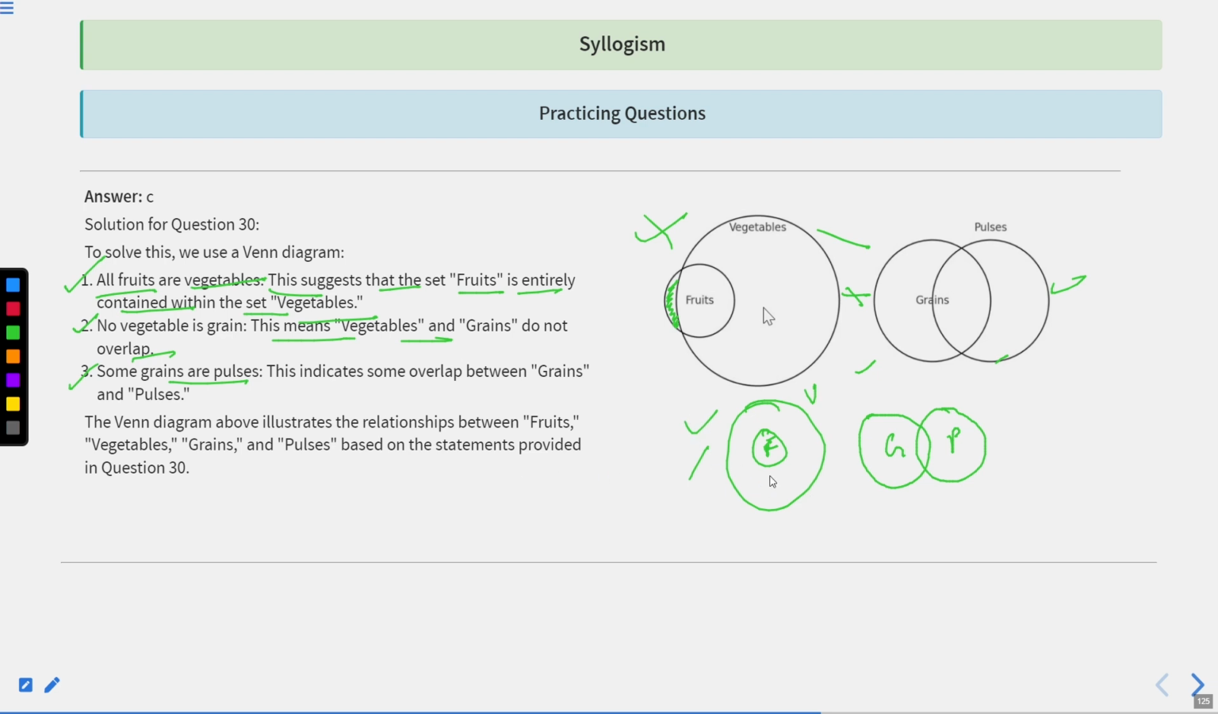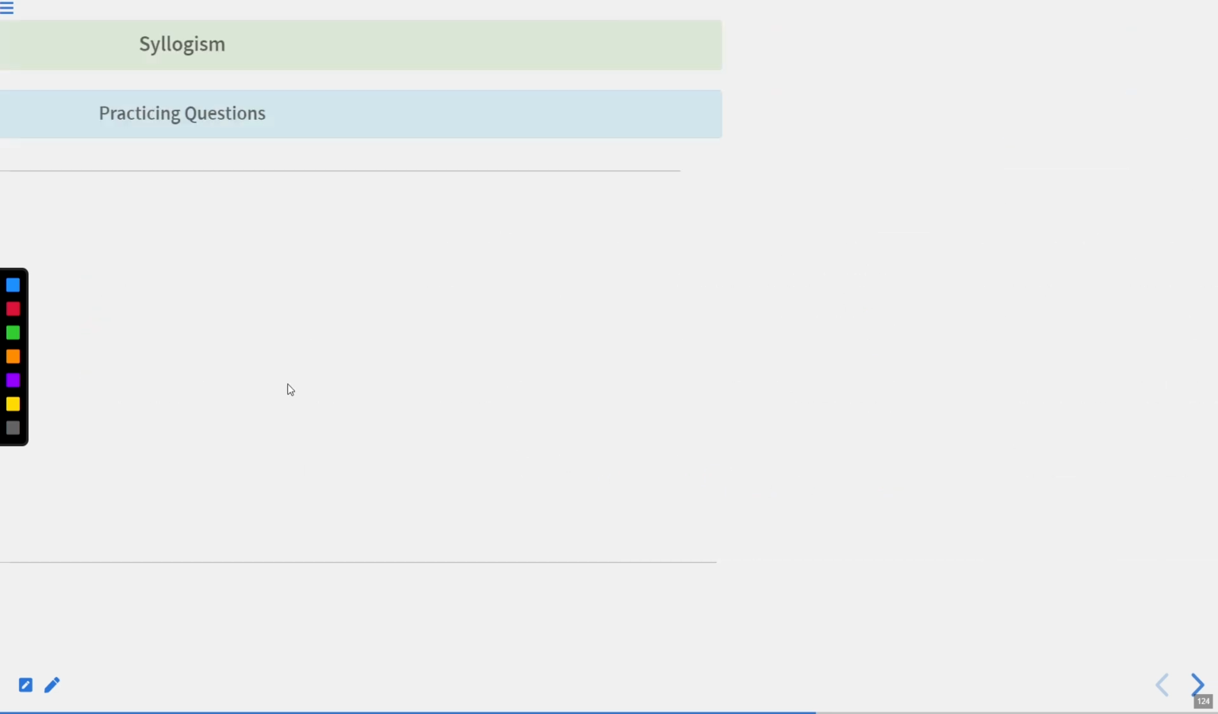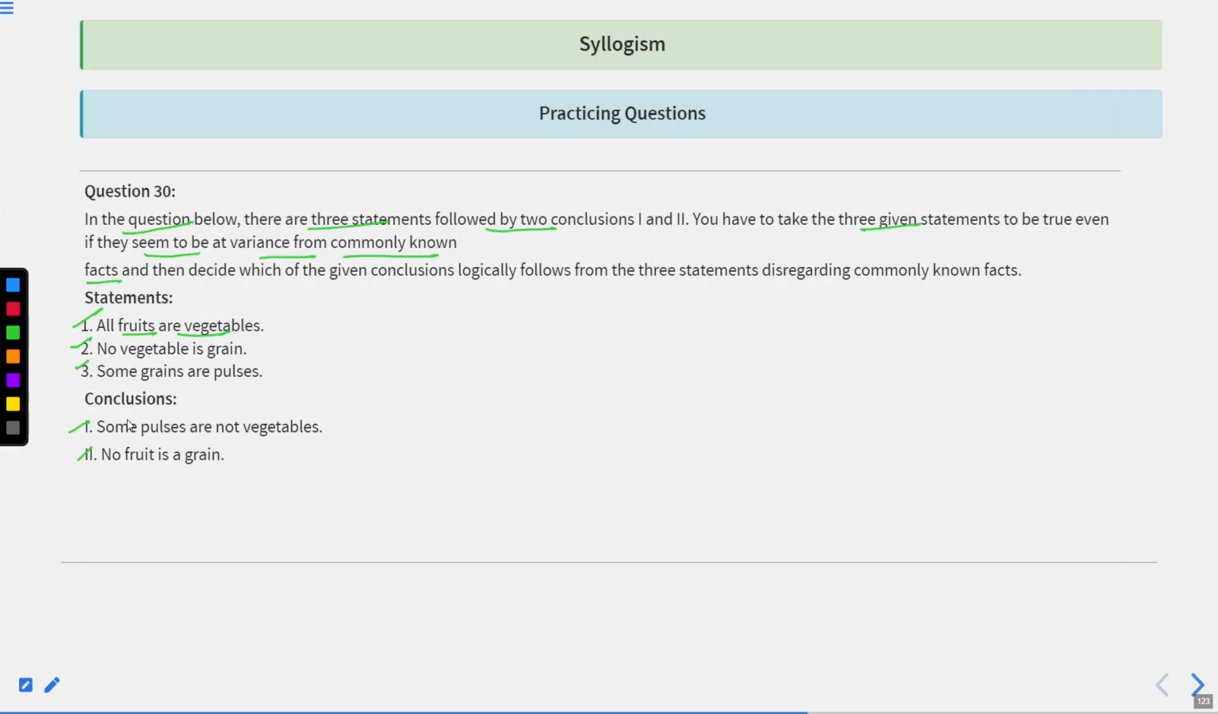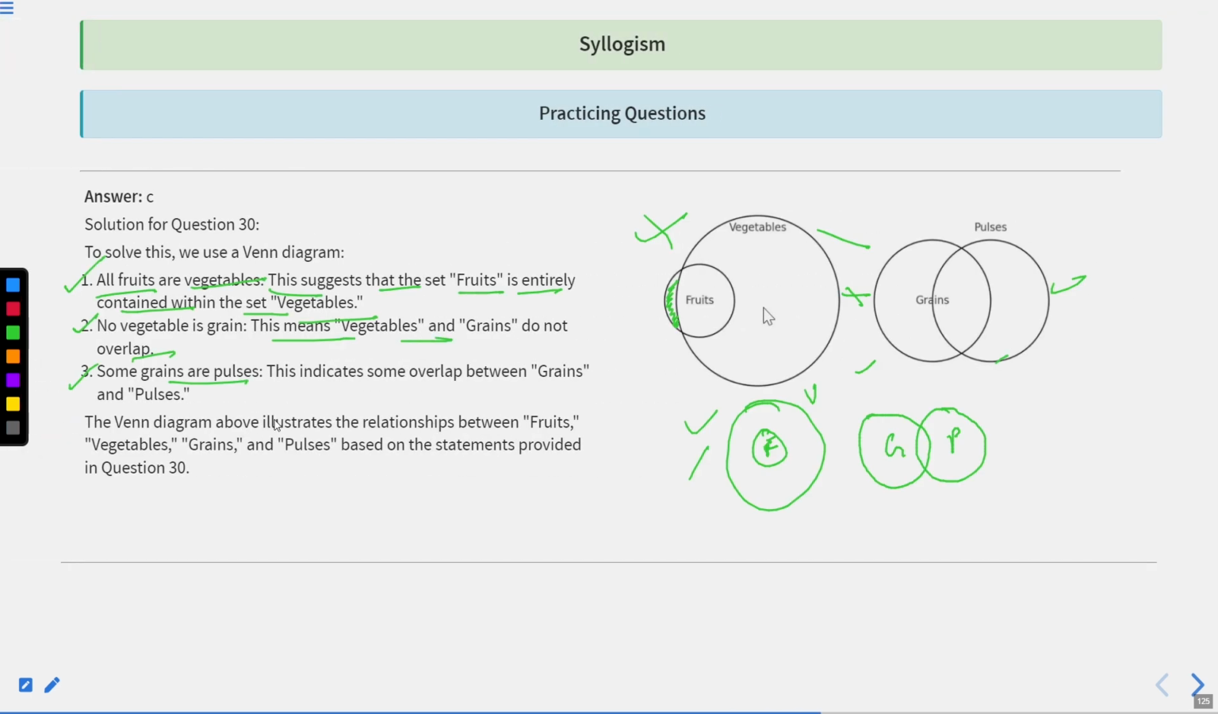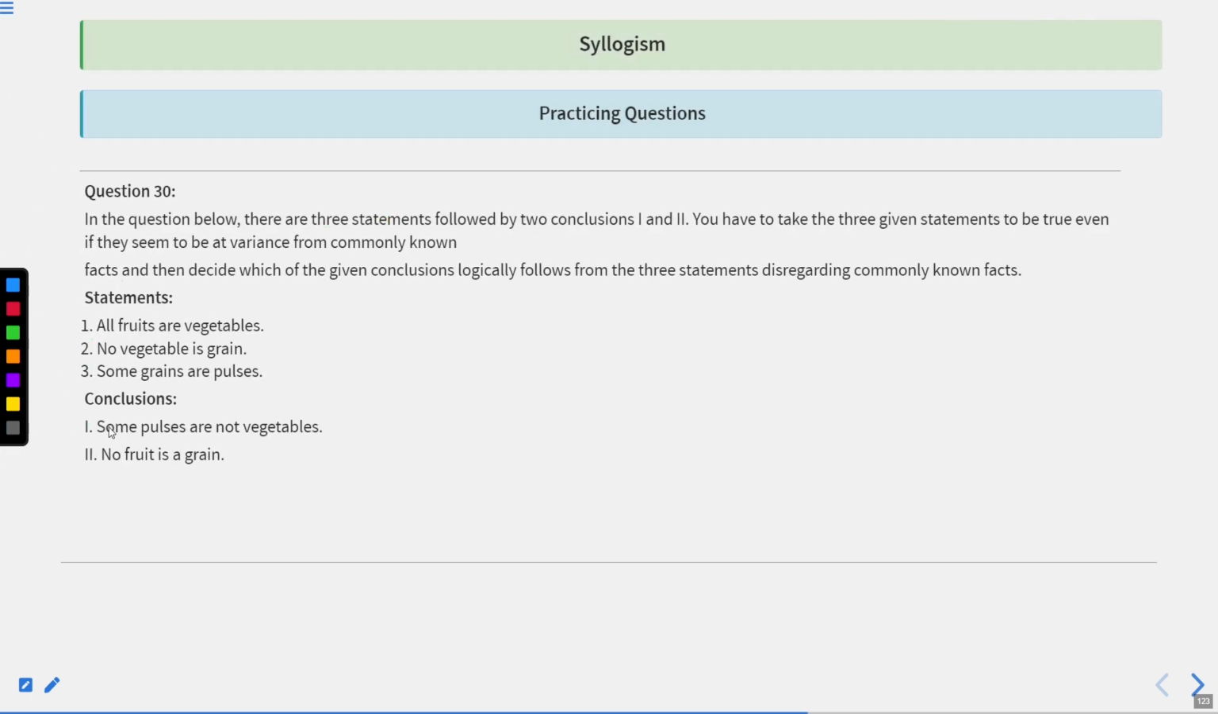Now, based on this Venn diagram, let's try to figure out which conclusions follow. Some pulses are not vegetables. Is this statement true? Some pulses are not vegetables. Exactly, that is true, because there is no relation between pulses and vegetables. So the first conclusion obviously follows.